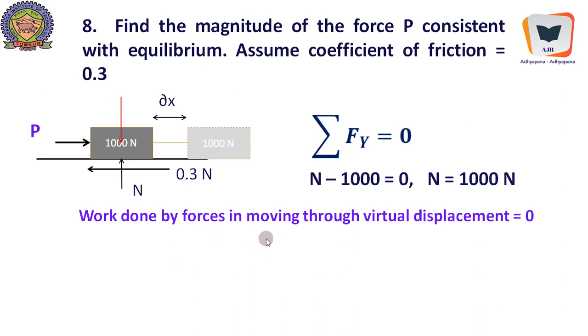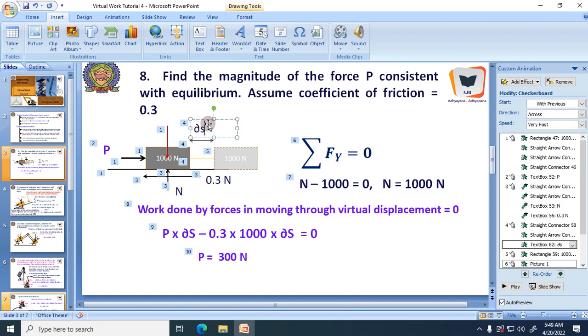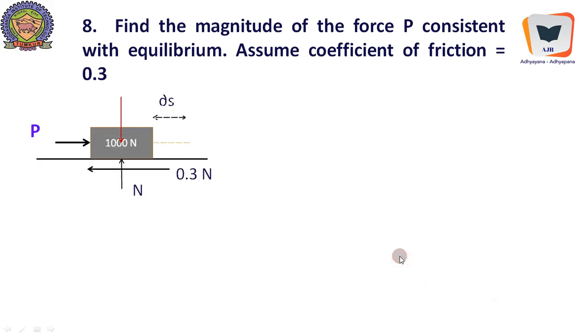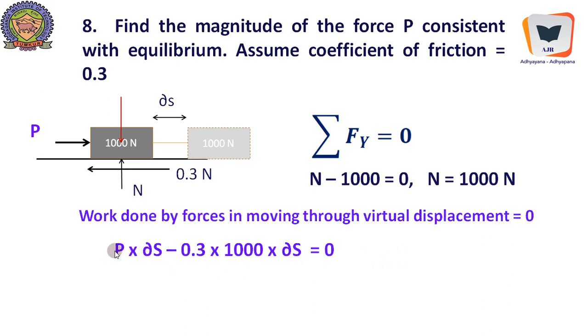Now work done by forces in moving through the virtual displacement equal to 0. Therefore P is acting like this, which is positive, del x is also positive. Therefore work done by P is positive because P is positive, del x is also positive, and therefore P into del x is positive work, minus 0.3 because the force is going in this direction.